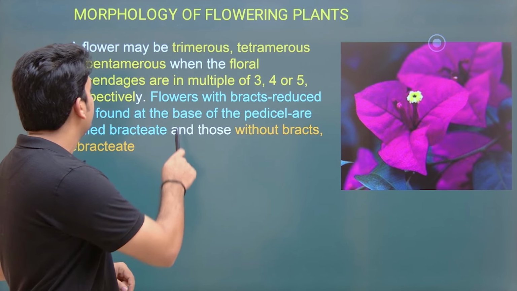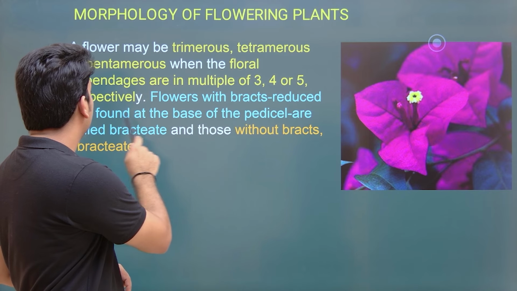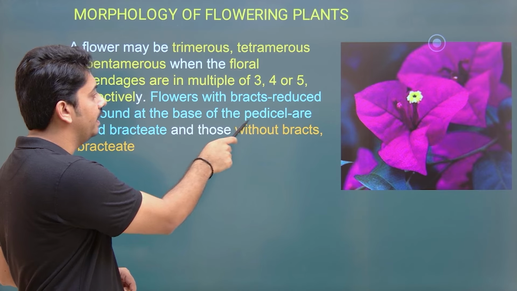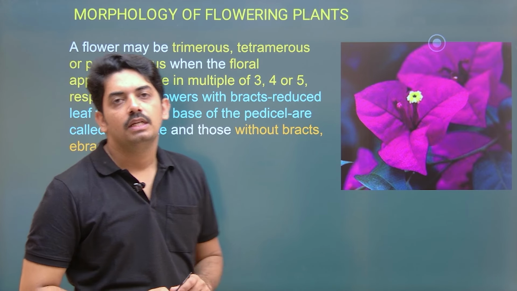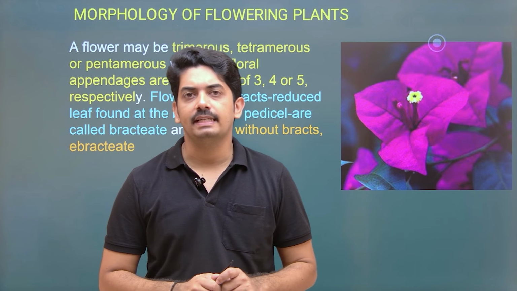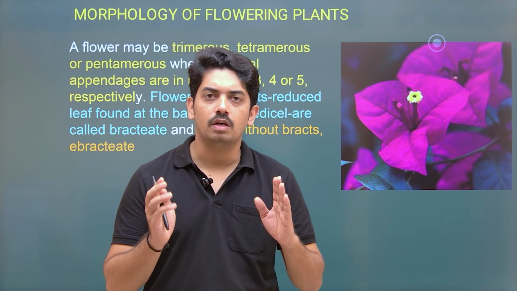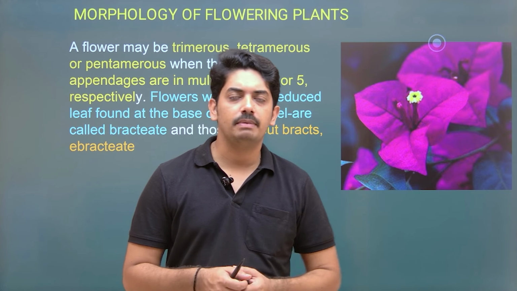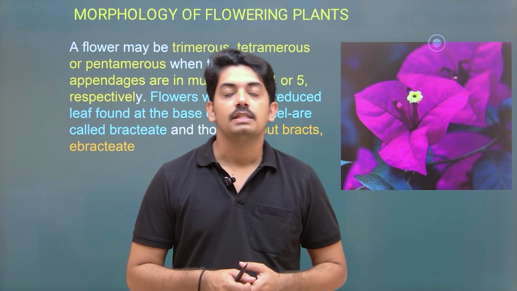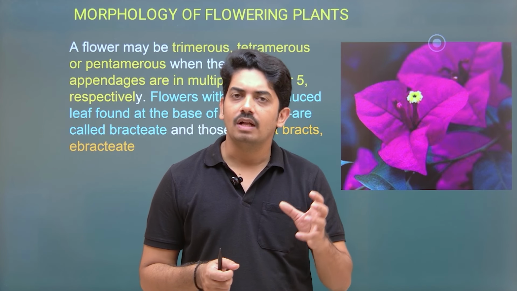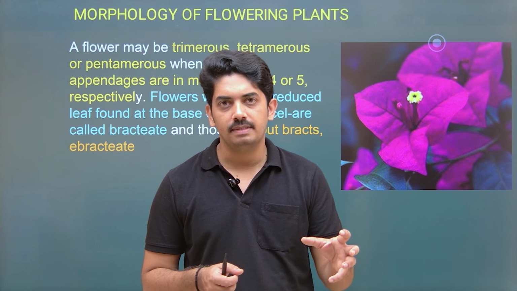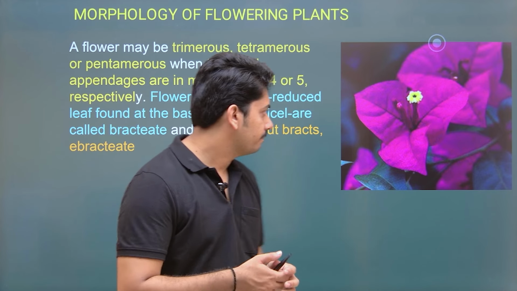Flowers with the bract, a reduced leaf found at the base of the pedicel, are called bracteate flowers. That means the leaf-like structure present at the base of the flower is called bract. This bract may not be present in all cases. Sometimes the bract is absent, then it is called ebracteate. All these characters are used in describing the characters of a family.